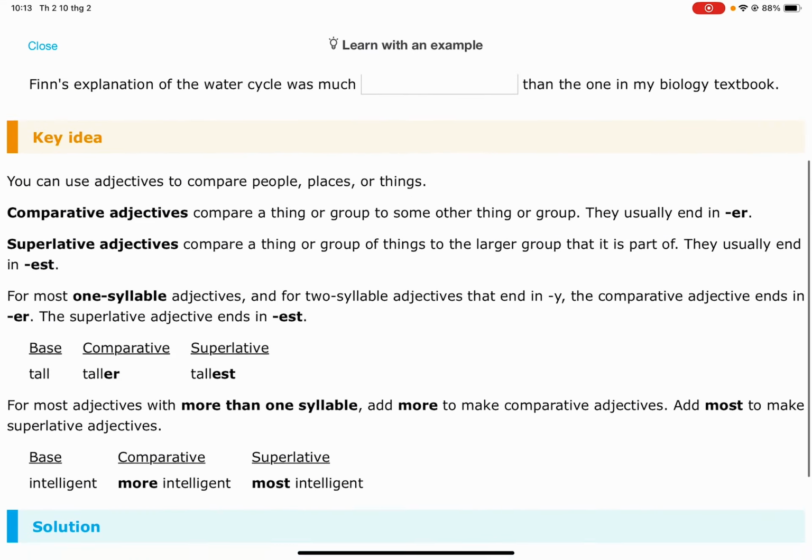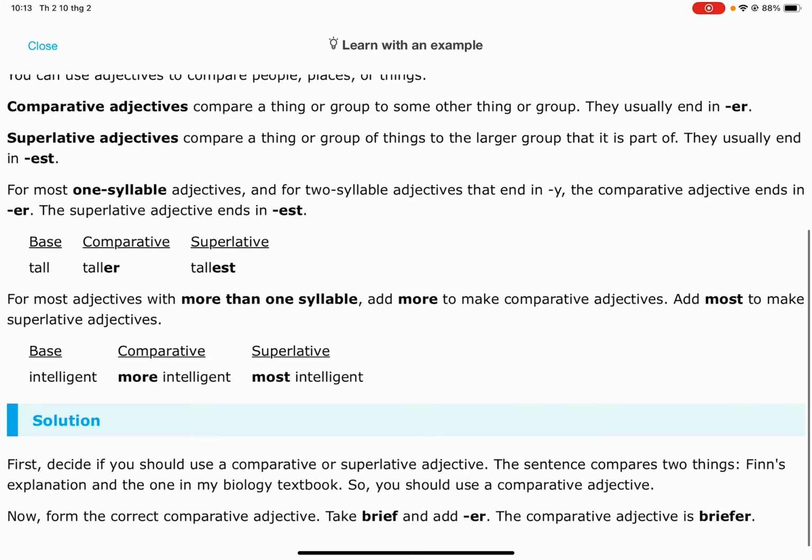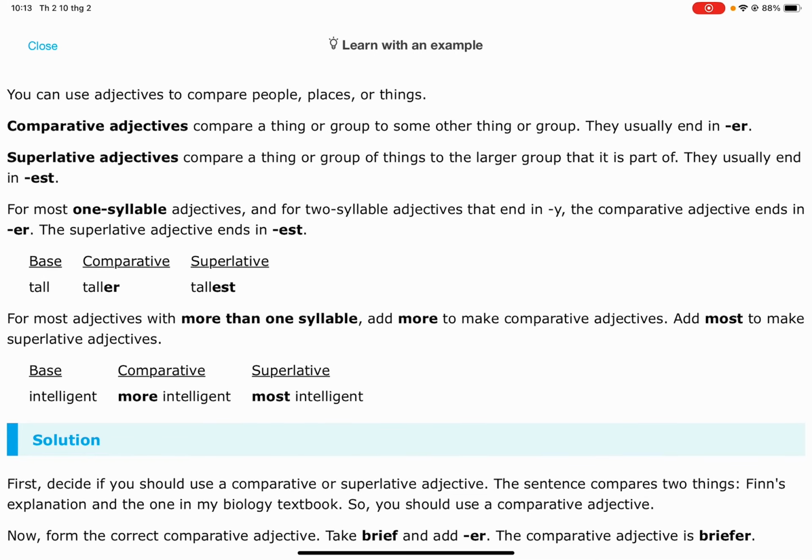Let's talk about using comparative adjective and superlative adjective. So we talk about using comparative adverb and superlative adverb. They're kind of the same, but they're different too. But of course, they both compare a thing or group to something. A comparative adjective compares a thing or group to some other thing or group, and they usually end in er.